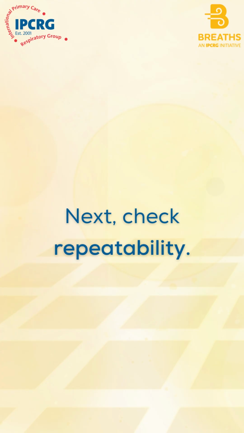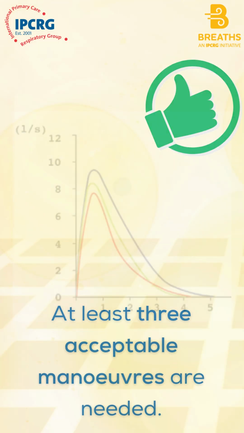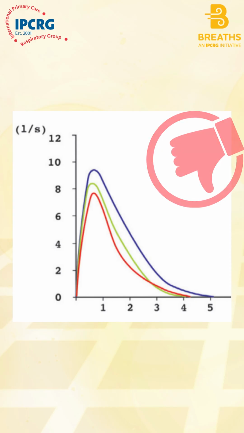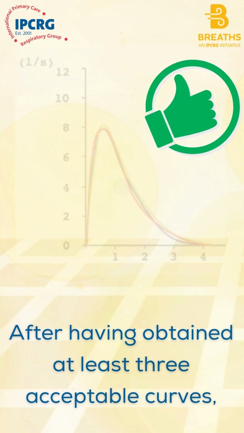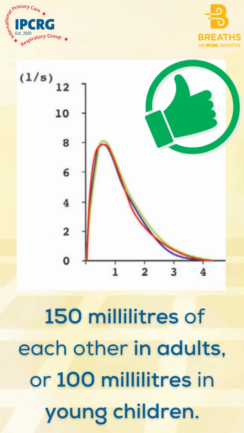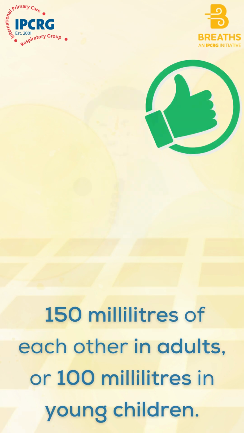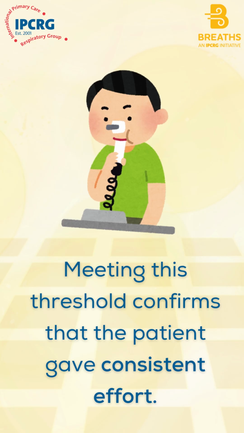Next, check repeatability. At least 3 acceptable maneuvers are needed. After having obtained at least 3 acceptable curves, the 2 best values for forced expiratory volume in the first second, FEV₁, and forced vital capacity, FVC, should be within 150 milliliters of each other in adults, or 100 milliliters in young children. Meeting this threshold confirms that the patient gave consistent effort.